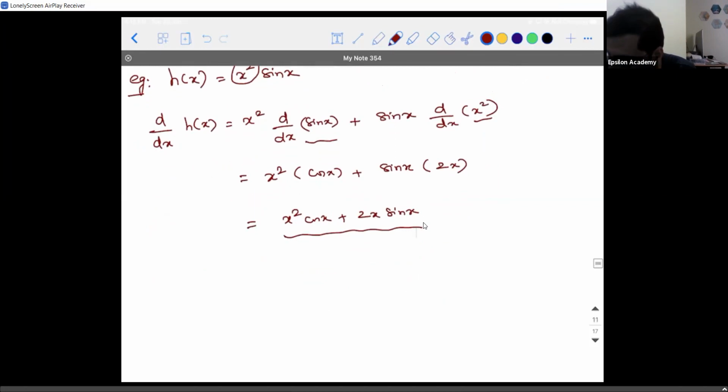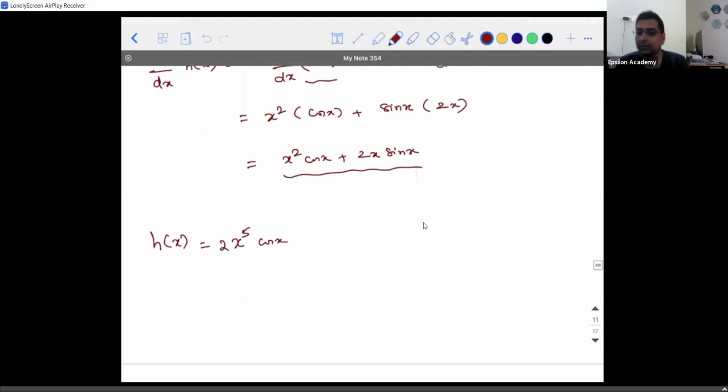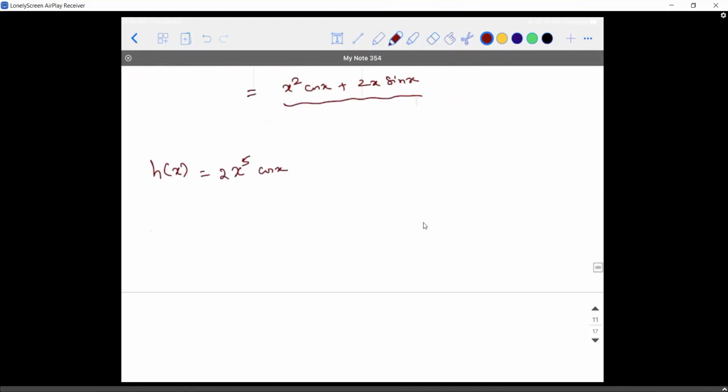Okay. I'll give you another example. You guys solve and tell me. Good. First. Sir, minus 2x to the power 5 sin x plus 10x to the power 4 cos x.